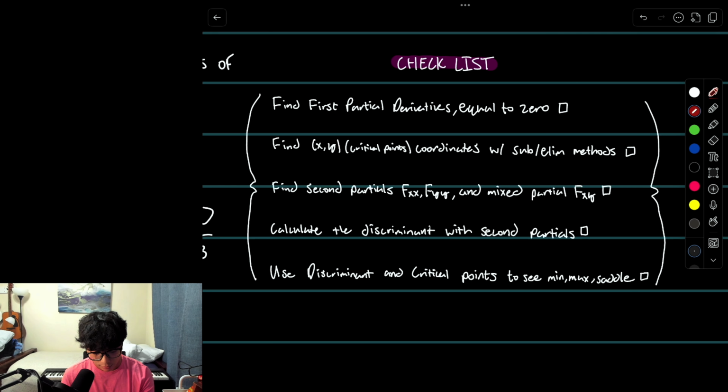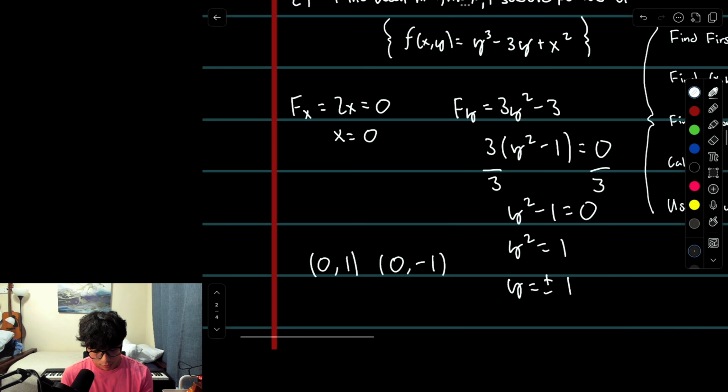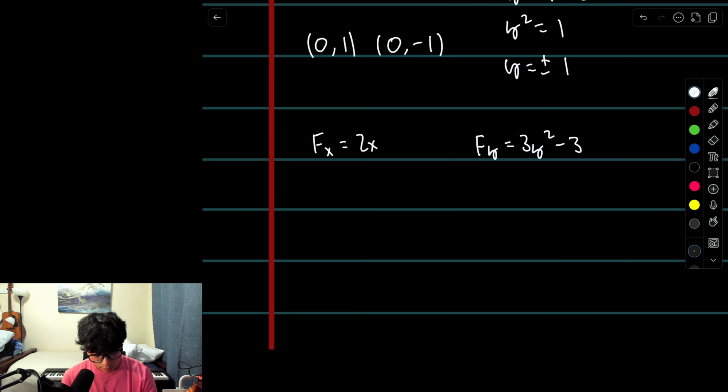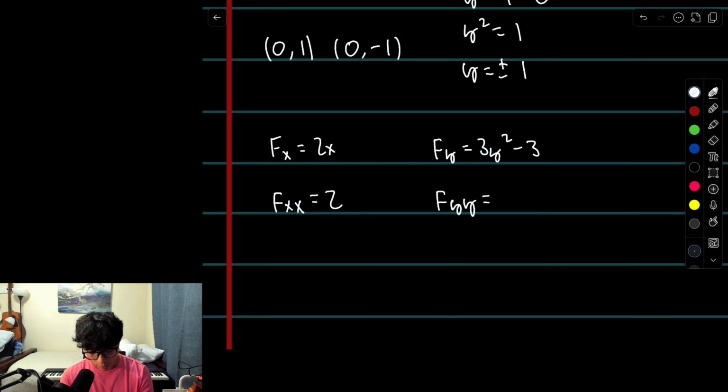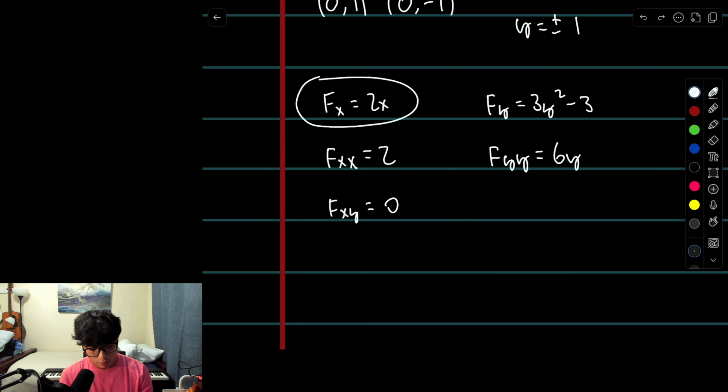We can check off finding our first partial derivative and setting it to 0, and then finding our critical points using substitution or elimination, which I don't even think we had to use. Now our next step is to find the partial derivatives the second time. So bringing down our first derivatives, we just take the derivative of our f_x again using x, giving us 2, and then we take our f_y and take its derivative again using y, giving us 6y. And don't forget, we need to find our mixed derivative f_xy, which is just 0, since our first derivative of x doesn't even have a y, so it's just 0.